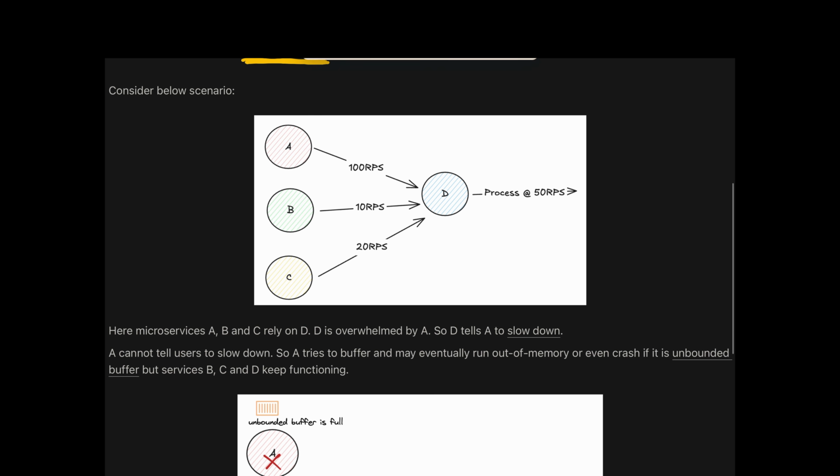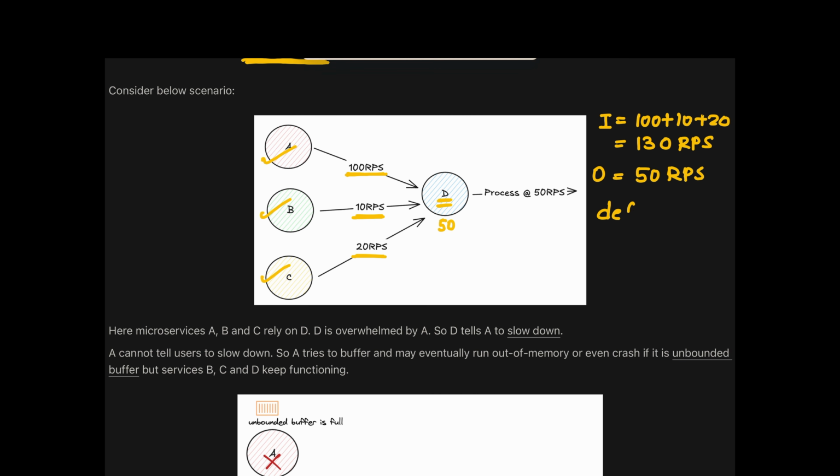A more generalized scenario is, let's say we have three microservices, A, B, and C. They are relying on D for some processing of data. Let's say A is sending 100 requests per second, B's rate is 10 and C's rate is 20. But D can only process 50 requests per second. So total input is coming as 100 plus 10 plus 20, that means 130 requests per second. But the output processing rate of D is just 50 requests per second.